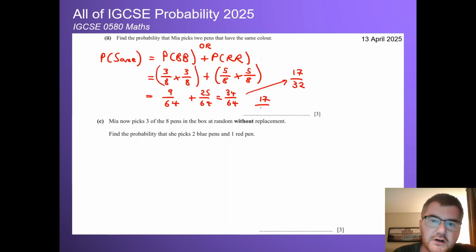So notice I'm not rushing to my calculator if I don't have to. If I'm confident with my multiplying fractions and adding fractions, again, I do encourage you then to try and work as quickly as you can through these problems and therefore pick up the 3 marks pretty quickly.